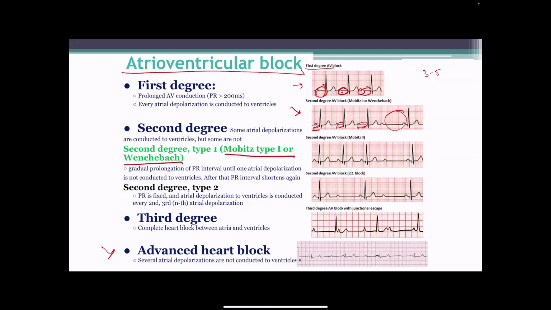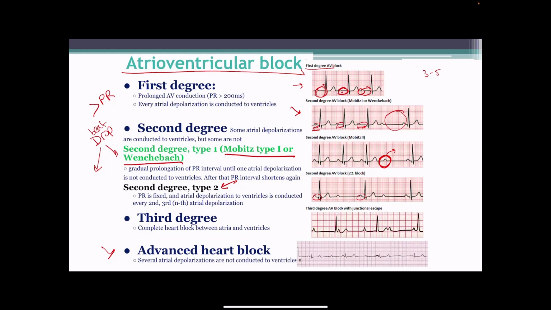The second degree type 2 is where the PR is fixed, okay? It's just that there's a drop. In first degree, PR is prolonged, but there is no drop in the beat. In the second degree, there's always a beat drop. Always. Beat drop means we're automatically in second degree. What's a beat drop? It means the atrial contraction or depolarization did not reach the ventricles. So you'll see a P wave on its own, with no QRS after it. So you either have type 1, Mobitz 1, or type 2, which is Mobitz 2.